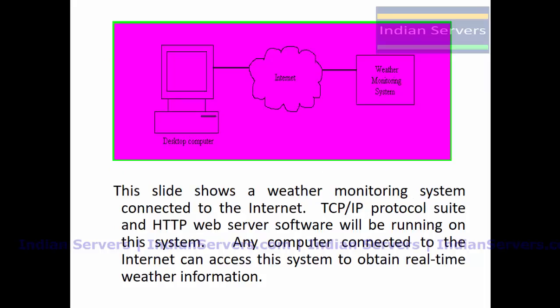We can also see some weather monitoring systems where many people can access the weather from their mobiles or desktops. Here you can see a weather monitoring system is connected to the internet and some other desktop computer is going to connect to the internet and try to access the weather parameters. Not only one desktop computer, we can access from multiple desktops.